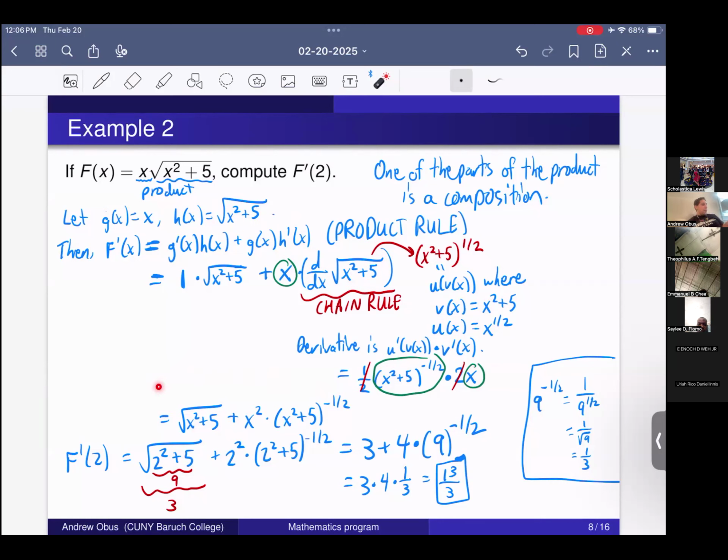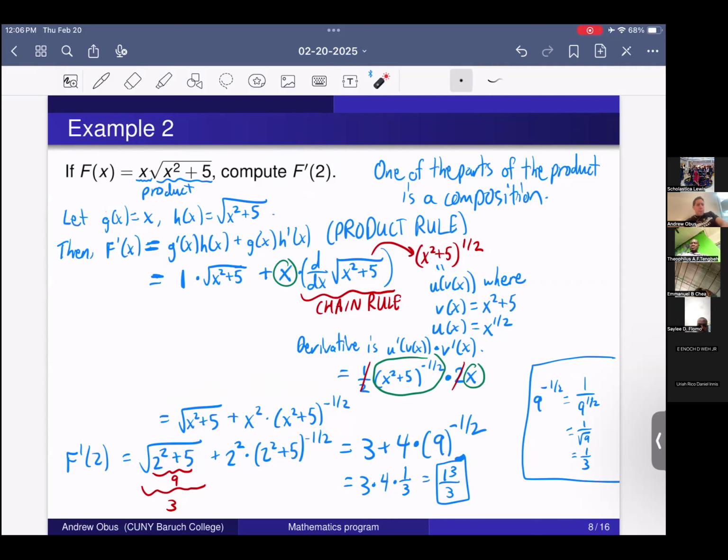When you write it all out together, you end up with f prime being equal to this expression. Since the problem asks you to do f prime of 2, not just f prime of x, you need to punch in 2 and actually figure out what this equals. In the end, it equals 13/3.